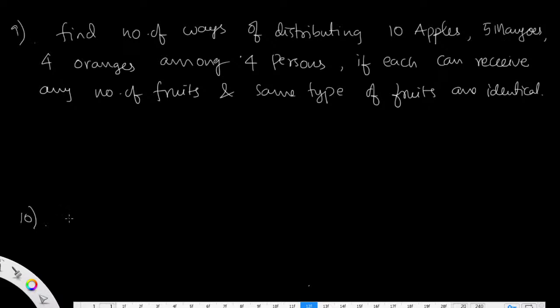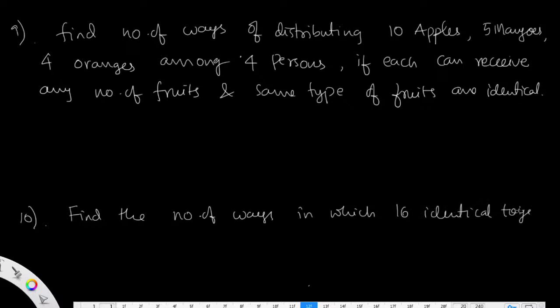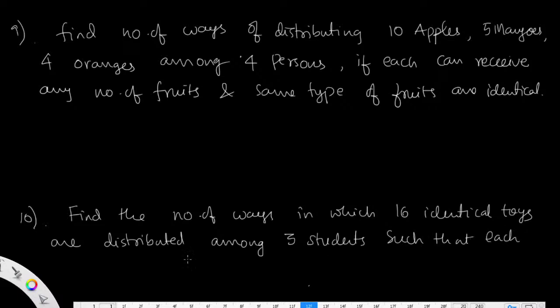Question number 10 also I am writing. Find the number of ways in which 16 identical toys are distributed among 3 students such that each receives not less than 3 toys. These two questions are given.